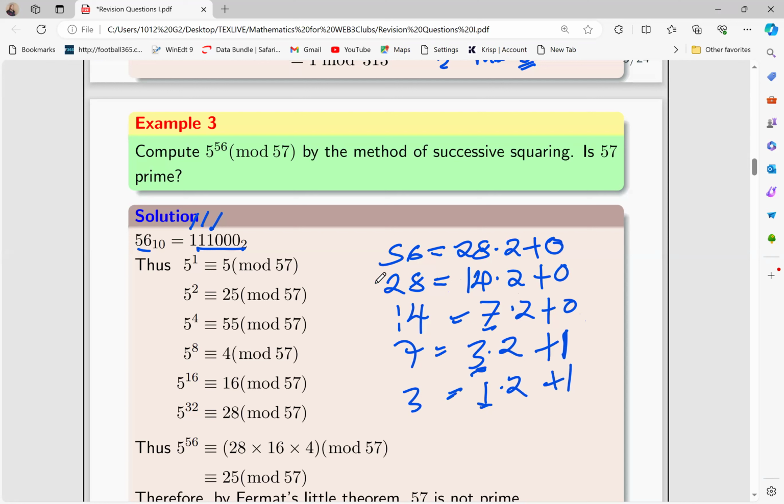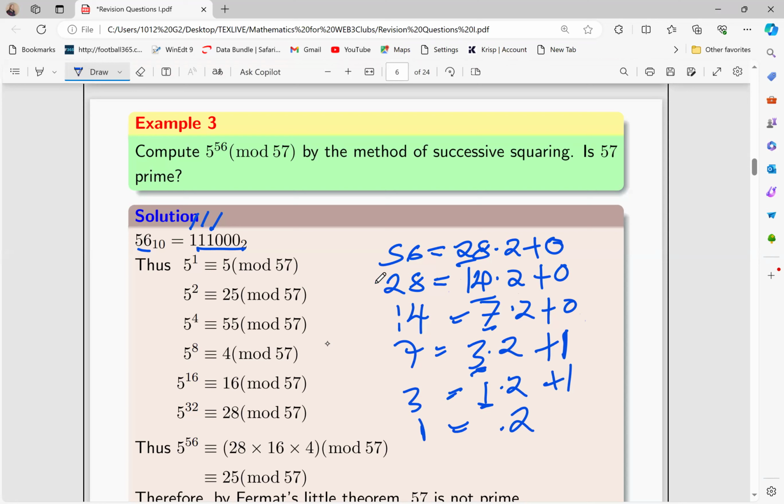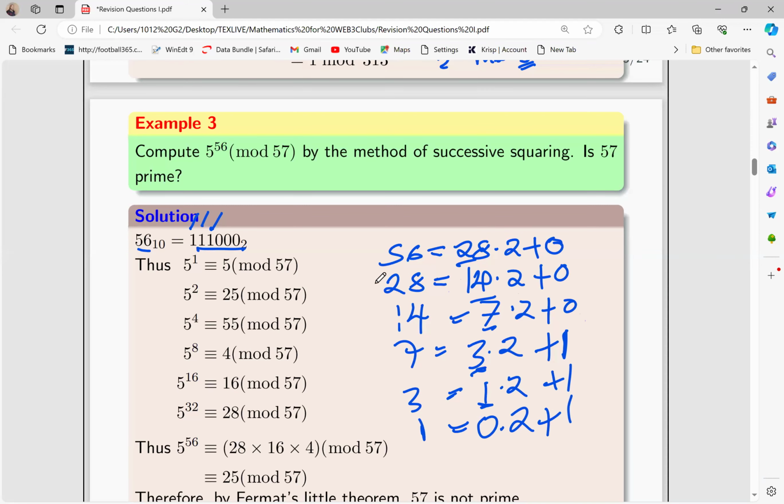So you go until the number before is 0. So here, you take now 1. To get to 1, the closest number you can get is 0. 0 times 2 is 0, then plus 1. Then the binary of 56: you take the last digits, and the binary becomes, from bottom to top, 1, 1, 1, 0, 0, 0. Then you write 2 here, as the binary base.